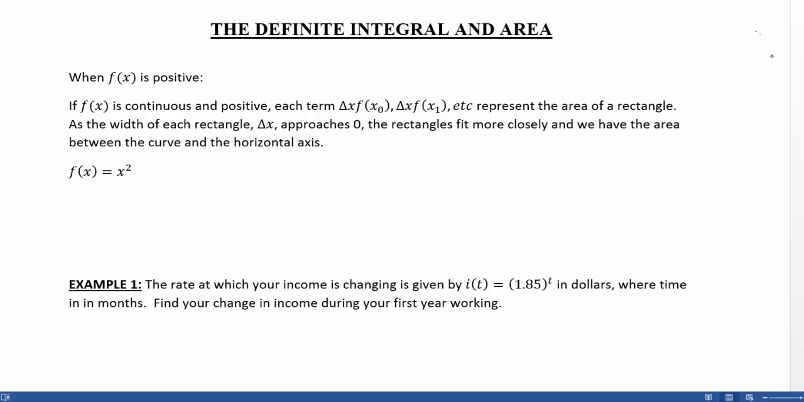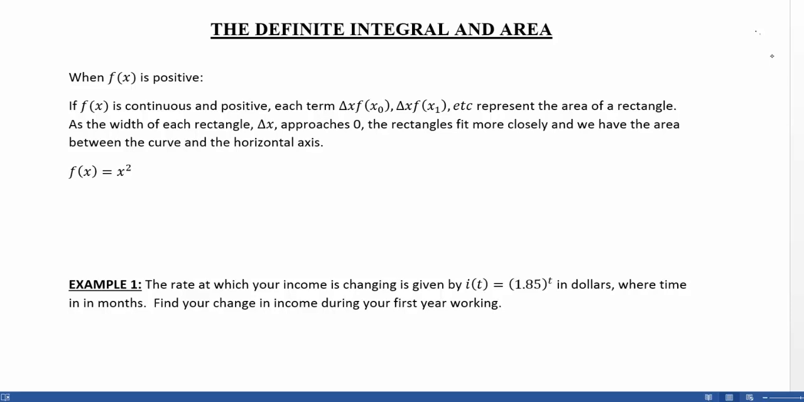The definite integral, and area. So far, all of the functions that we have considered when talking about the area under the curve have been positive functions, which means the rates we were looking under were strictly positive, and the rates we calculated were also positive. So this scenario, when f of x is positive, is something that's familiar to us.